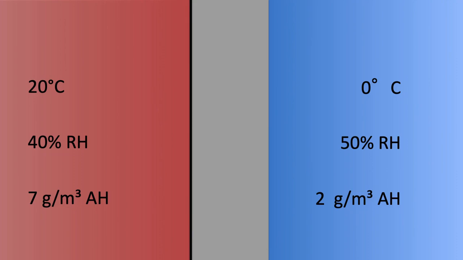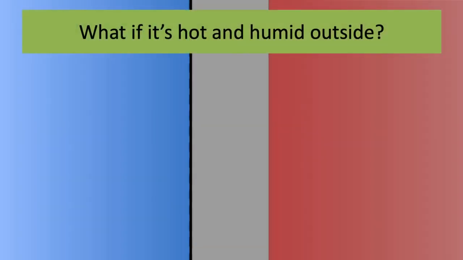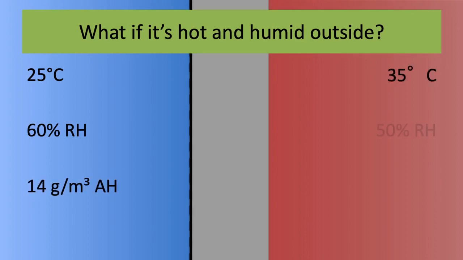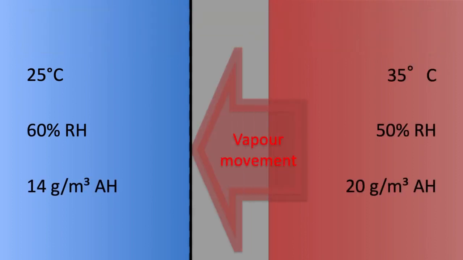And this is great for the winter. So you need to keep your wall nice and tight, stop the air getting through, stop water vapor getting through. Everything should be fine. Until the summer. Now, if it's hot and humid outside, you've got the vapor wanting to go in the other direction. And this is bad news.